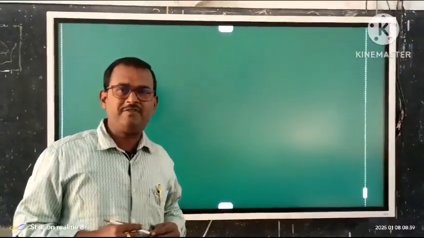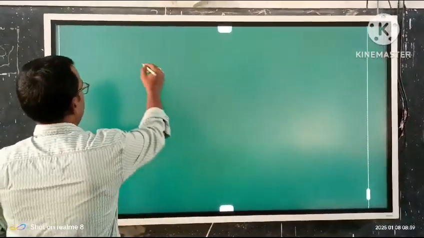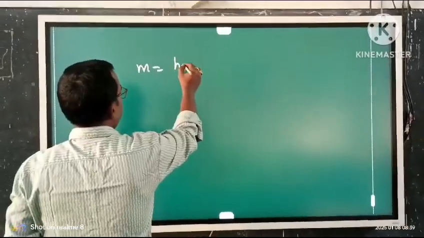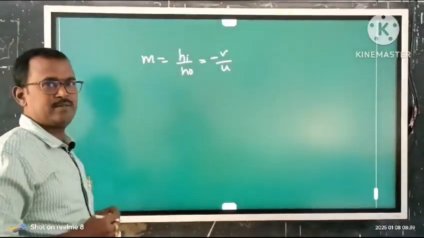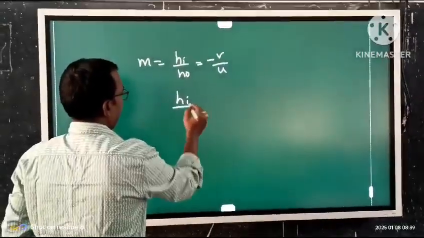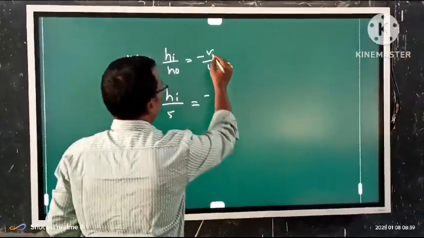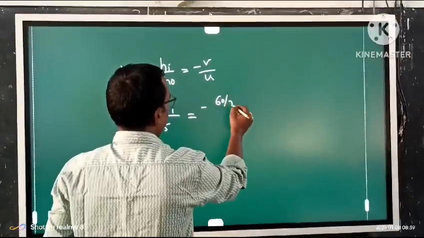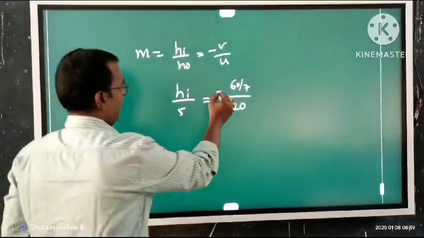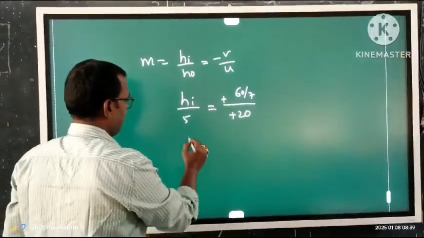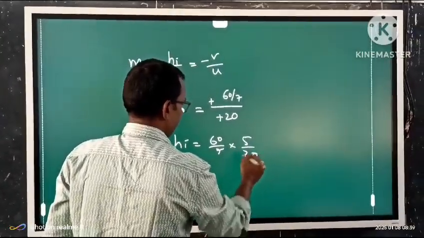To find the size of image and the nature of the image, we have to find the magnification. So magnification M is equal to HI by HO, that's equal to minus V by U. We have to substitute the values. HI by object size is 5 centimeters, that's equal to minus image distance 60 by 7 by object distance minus 20 centimeters. Now minus minus becomes cancelled. Now HI is equal to 60 by 7 into 5 by 20.